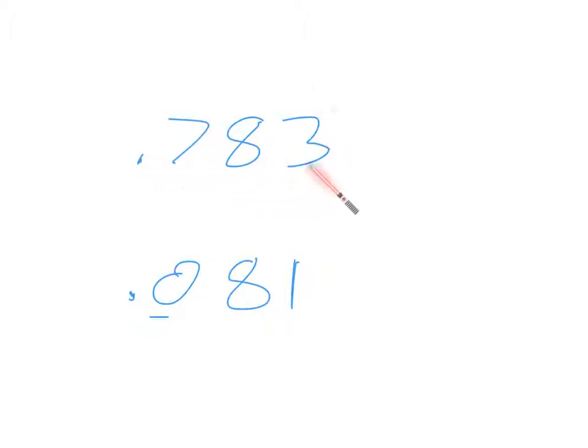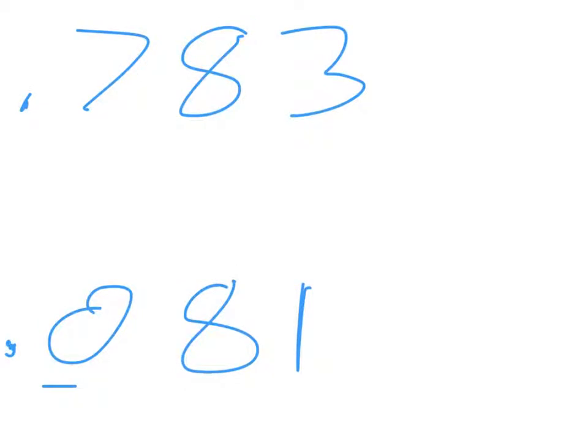783, except you'd have to identify what place value is the 3 in. Oh, that's in the thousandth place. So we would go ahead and we would call it 783 thousandths.